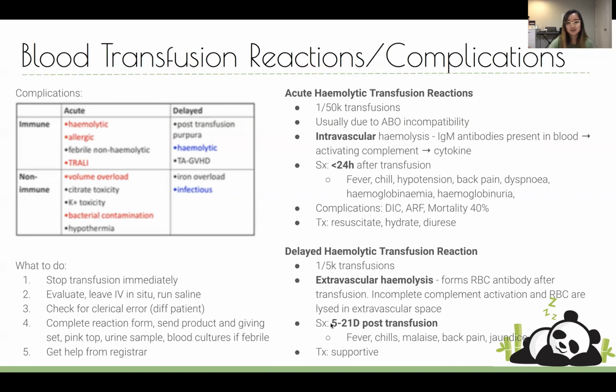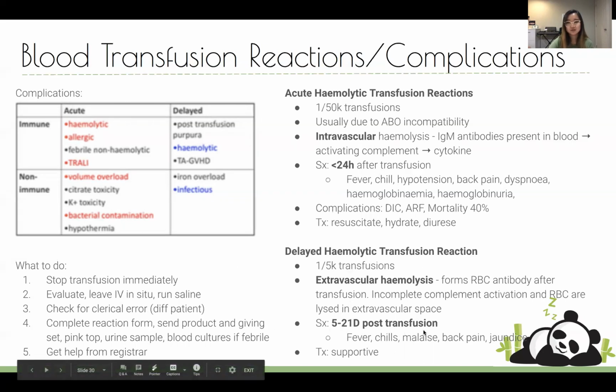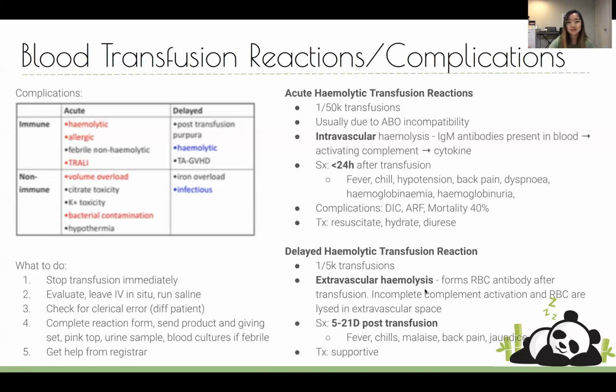So delayed, so it's 5 to 21 days post-transfusion. You get similar symptoms, but it's less severe. And that's due to extravascular hemolysis. So yeah, that's the main difference. Acute is intravascular because it's still in your blood, whereas delayed is extravascular because of the antibodies and stuff. And so the red blood cells are actually lysed extravascularly, outside the blood vessel.